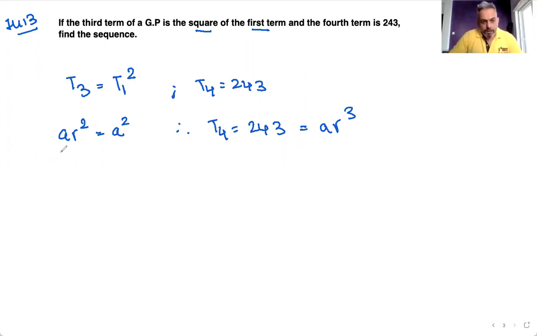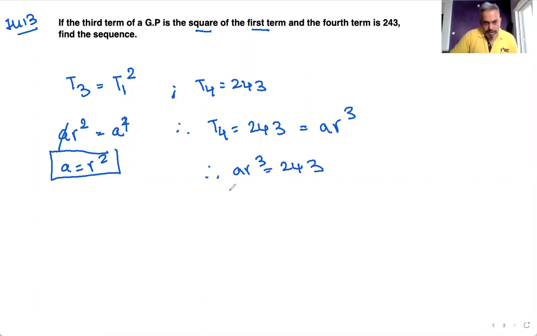Now this A into A cancel. So A is equal to R square. We put this over here. So therefore, AR cube is equal to 243. Taking A is equal to R square. Pay attention please. Taking A is equal to R square. R square into R cube is 243.